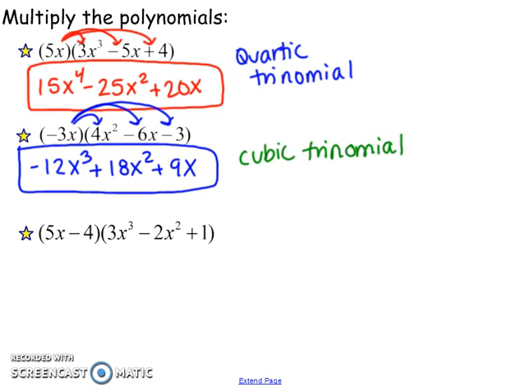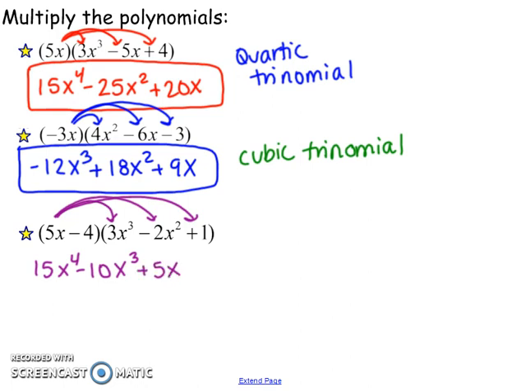Okay, now in this last one, we have to FOIL, but one of the expressions has 3 terms, so we're just going to FOIL into a 3rd term. Okay, same idea. We're going to take the 5x first, and we're going to multiply that to the 3x cubed. So we get 15x to the 4th. Then we're doing 5x times negative 2x squared. So we get negative 10x cubed. Then 5x times 1. So we get 5x.